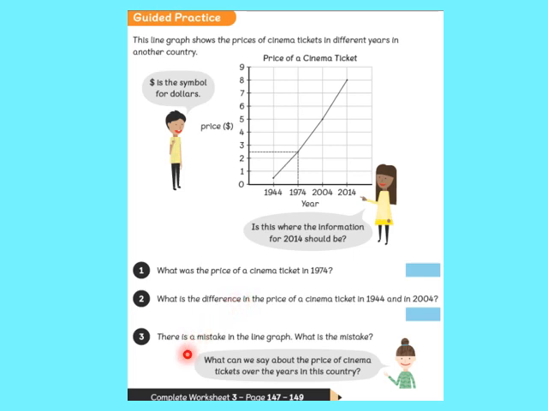And in question 3, it says there's a mistake in the line graph. What is the mistake? Can you spot it?